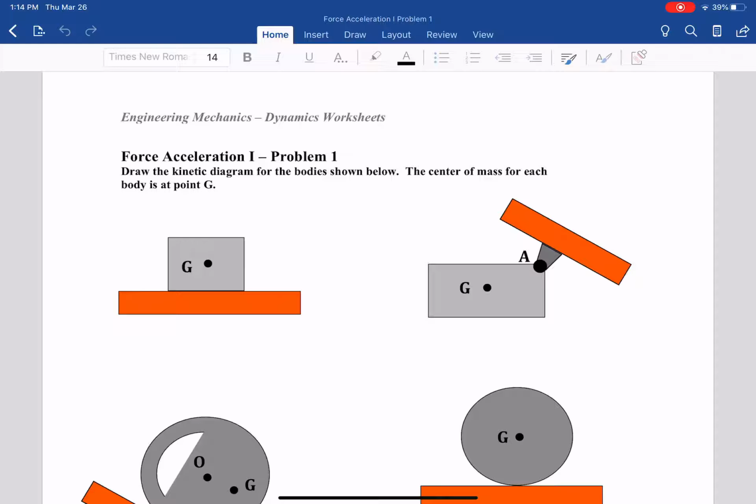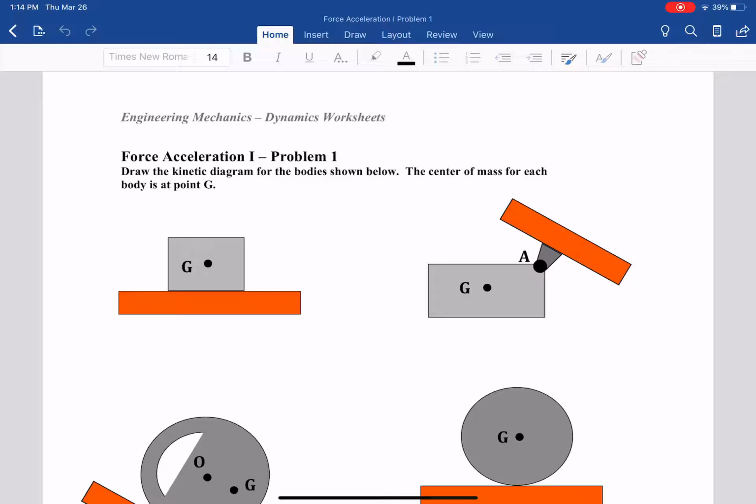So you see problem 1, force acceleration 1. In the force acceleration method, we draw the free body diagram and kinetic diagram. The free body diagram is something you are very familiar with in statics. So the concept still applies in dynamics, more specifically in kinetics.